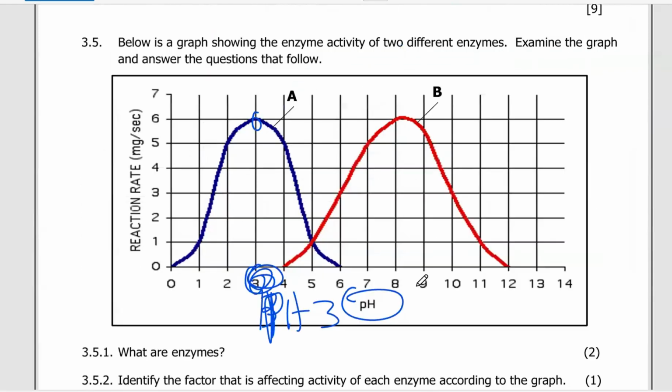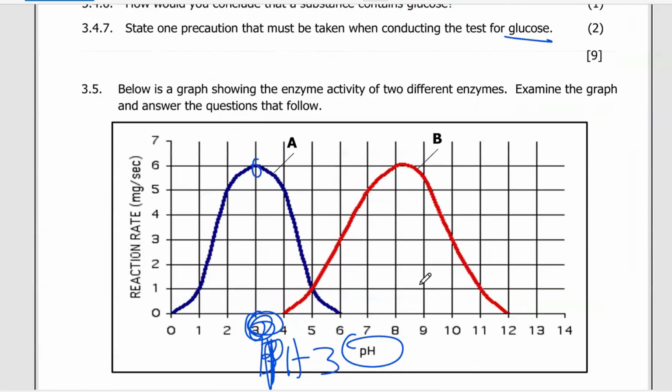Then they're saying, what will happen to enzyme B when the pH drops to 6? If it drops to 6, basically it means that the enzyme will be denatured and will no longer function properly. Or there will be some bit of function, unless it is around 4, but below 6 it can no longer function. Why? Because it will be denatured.